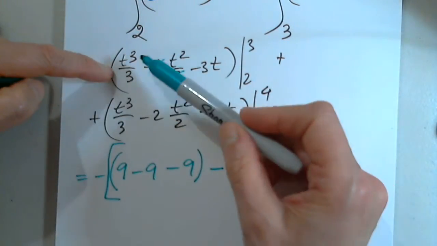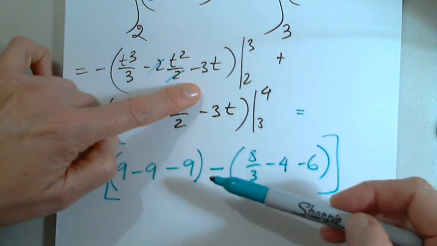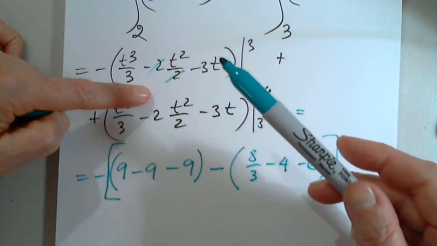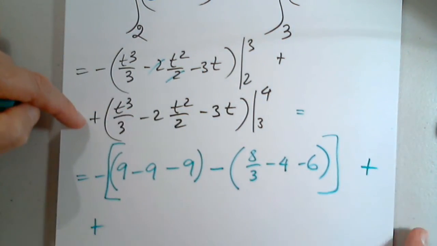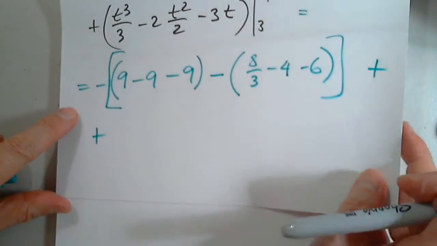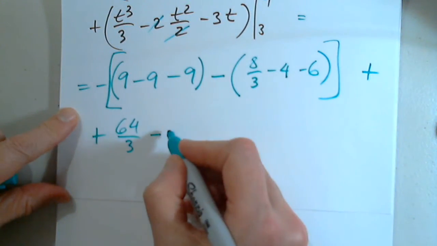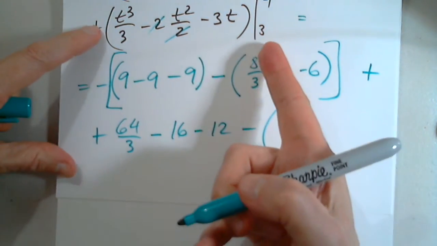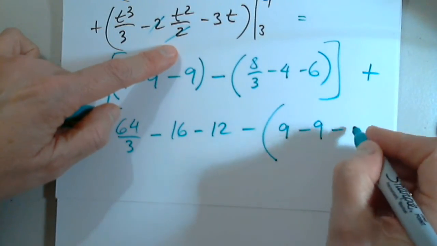Okay, I'm doing this again. 27 over 3, 9, minus 9, minus 9, minus 8 over 3, minus 4, minus 6. Okay, plus, I plug in 4 now. 64 over 3, minus 16, minus 12, minus now I plug in 3. 27 over 3, 9, minus 9, minus 9.